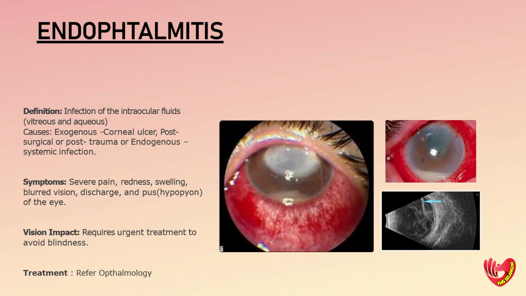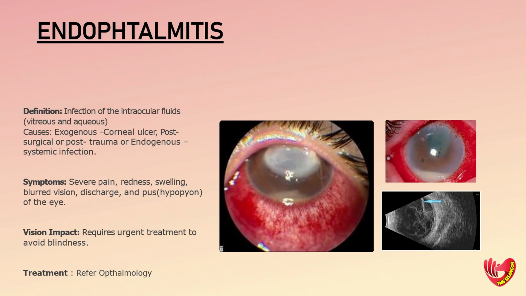Endophthalmitis is a purulent inflammation of the intraocular fluids, namely the vitreous and aqueous fluid, usually due to infection. It is a very serious intraocular condition that results in vision loss or loss of the eye itself if not treated immediately. The causes are classified into exogenous and endogenous causes.